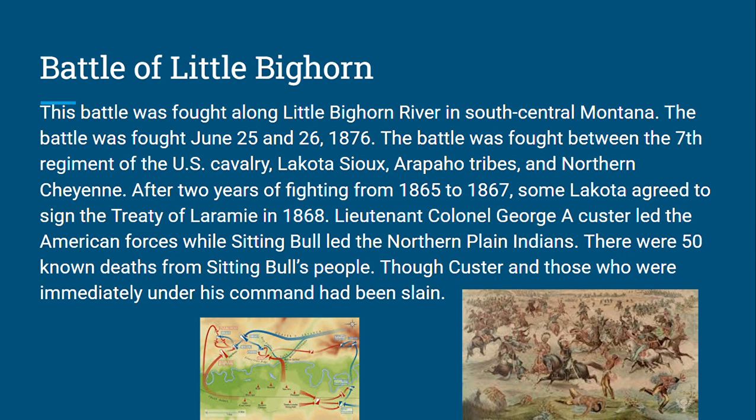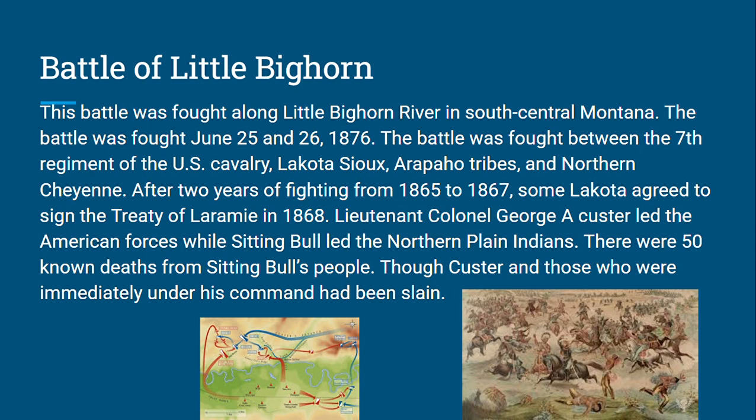After 2 years of fighting from 1865 to 1867, some Lakota agreed to sign the Treaty of Laramie in 1868. Lieutenant Colonel George A. Custer had led the American forces while Sitting Bull led the Northern Plain Indians. There were 50 known deaths from Sitting Bull's people, though Custer and those who were immediately under his command had been slain.